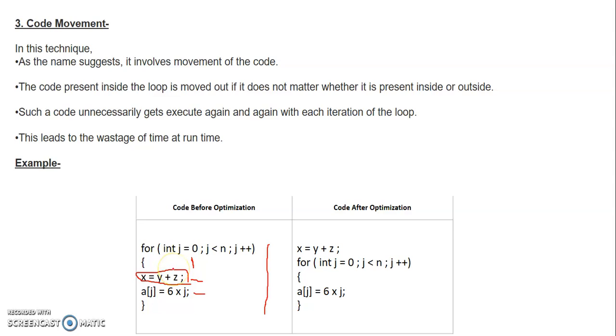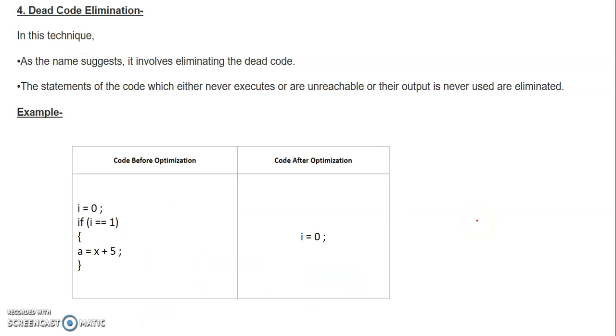So what the optimizer will do is move this particular line of code to the outside of the loop. That is why after optimization, x equals y plus z is placed outside of the loop, and the rest of the loop remains as it is. This approach is called code movement.